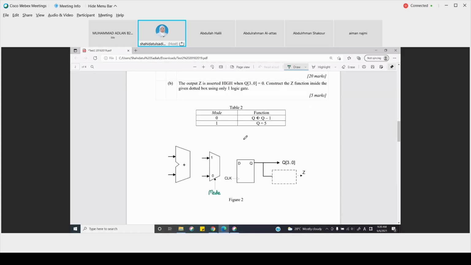Now, if mode is 0, Q is Q minus 1. If mode is 1, Q is 5. Oh, okay. So the output of the multiplexer will be connected to the flip-flops. And when mode is 1, Q is 5. 5 is 1, 0.